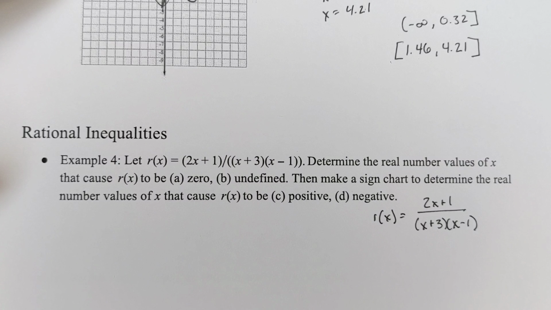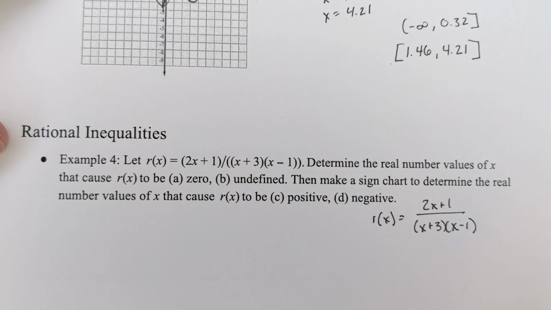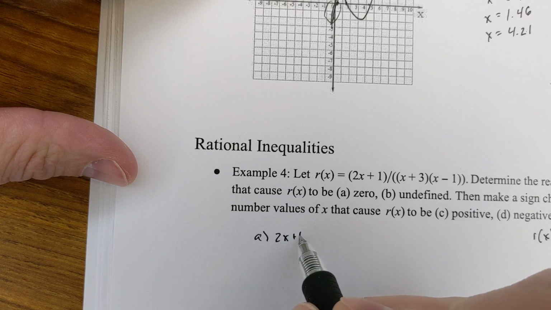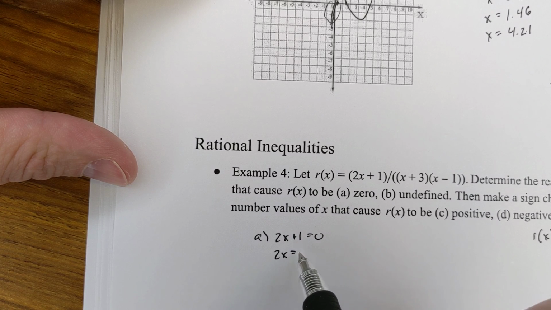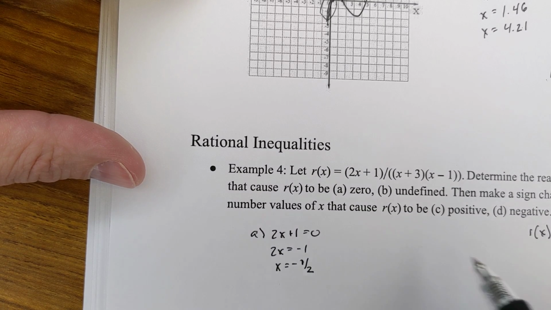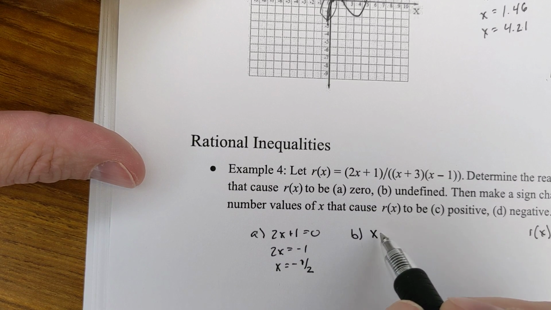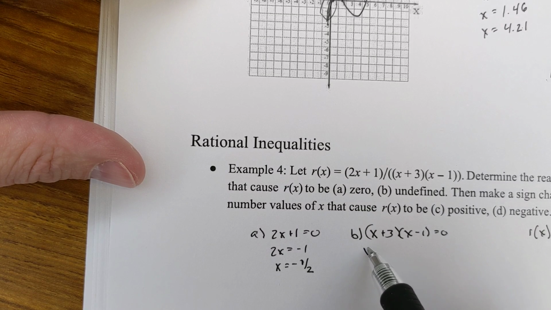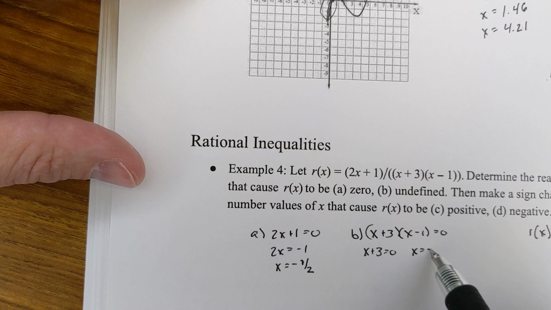So what I need to do is find the zeros and the undefined. The zeros occur whenever the numerator is 0. So 2x plus 1 is equal to 0. So 2x is equal to -1. So x is -1/2. Undefineds occur when the denominator is 0. So x plus 3 times x minus 1 is 0. This essentially is factored, so break them apart. x plus 3 equals 0 and x minus 1 equals 0, so x could be -3 or x could be 1.